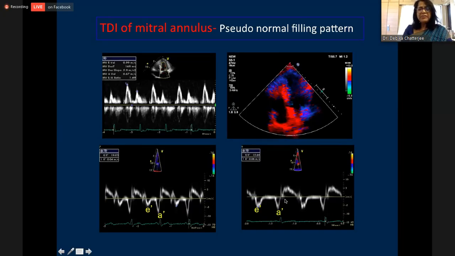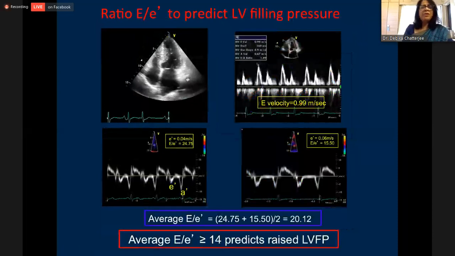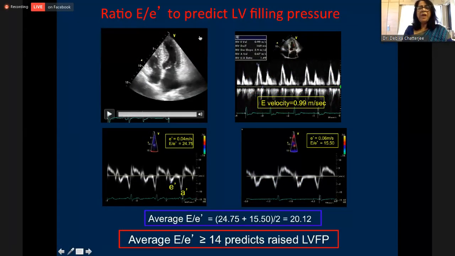Now, by taking the measurement of the ratio of E by E prime, we can predict the LV filling pressure. Look at this patient, the same patient with hypertrophic cardiomyopathy. We measure the E velocity and E prime velocity at the septal annulus, get a value of E by E prime, again measure at the lateral annulus, get a value of E by E prime, take the average, and it turns out to be 20.12. And as per the latest guidelines, average E by E prime more than or equal to 14 predicts raised LV filling pressure.